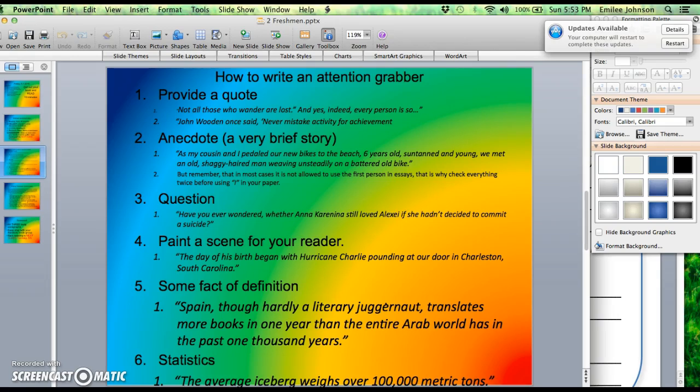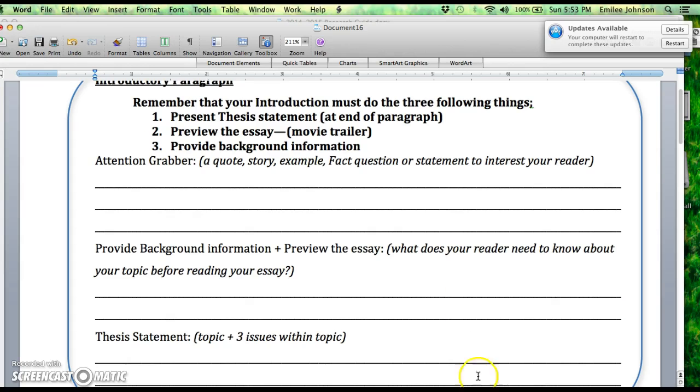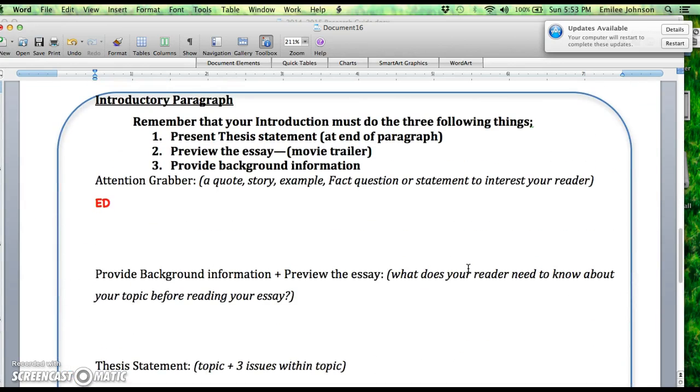Just remember that no matter which way you choose to interest your reader in your topic, it has to be relative to your topic. For instance, if you're researching cancer for The Fault in Our Stars, the quote that you might provide will be from someone who has suffered from cancer, or a story about a quote that someone has said about someone who has suffered from cancer. So it has to be relative to your topic. If you're looking back at this, you should have something that interests your reader.